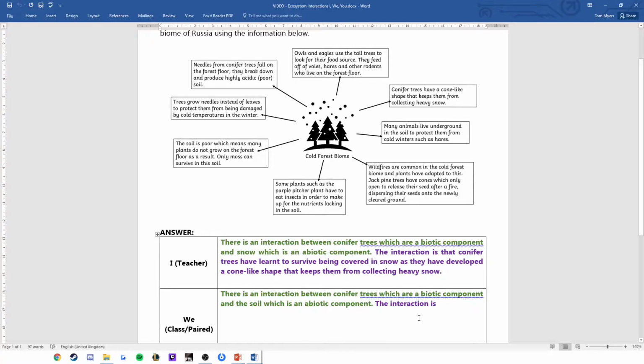I'm going to give you a minute to have a read of the mind map and see if you can work out what details you would give to this interaction.